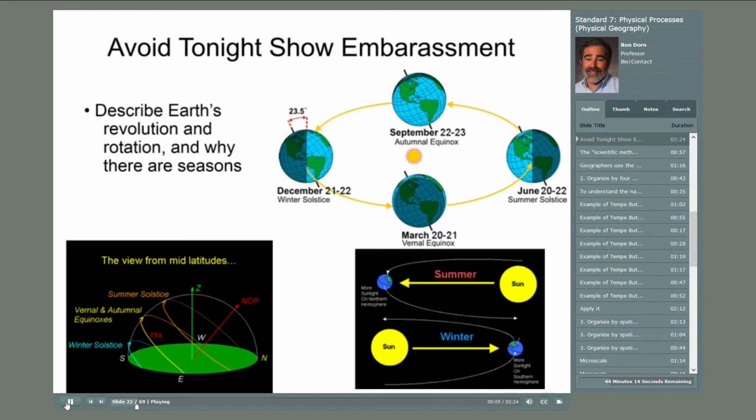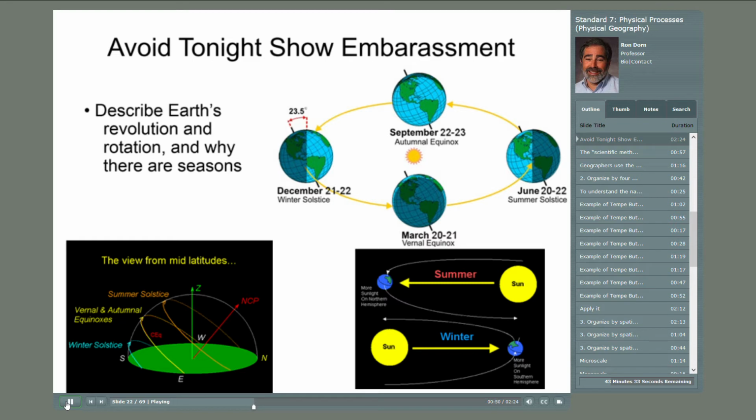A definite part of the standard is to help you avoid being embarrassed on The Tonight Show. Jay Leno, a longtime host of The Tonight Show, would do embarrassment. He'd go to college graduates and ask them why there are seasons. I figure it's something that every college graduate should know. Heck, in almost every state, there's a basic science standard and geography standard explaining about Earth's revolution and its rotation and why there are seasons. And the Earth revolves around the sun in 365.25 days, and it rotates in 24 hours, giving you night and day.